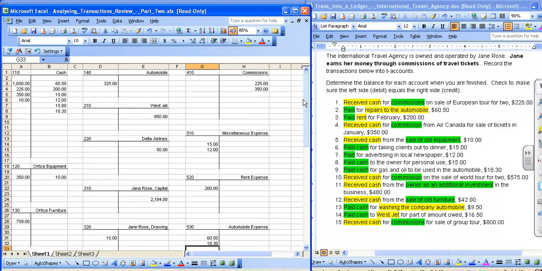Transaction number 10. We received cash for commission on the sale of a world tour for two, $575. So we received cash, $575, because of commissions, $575.